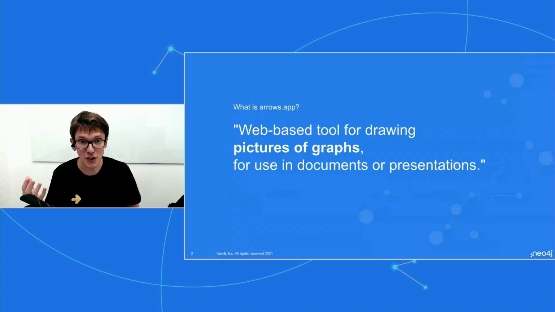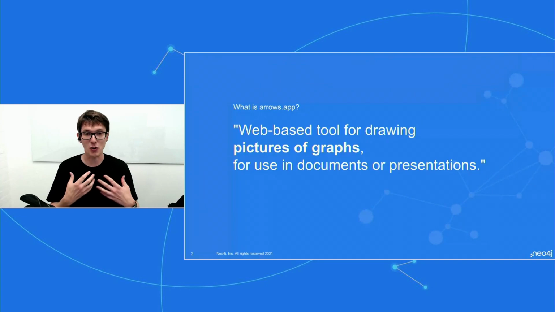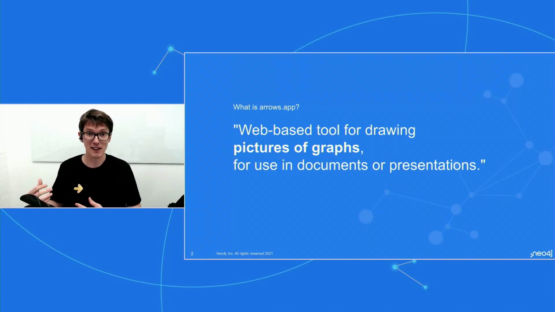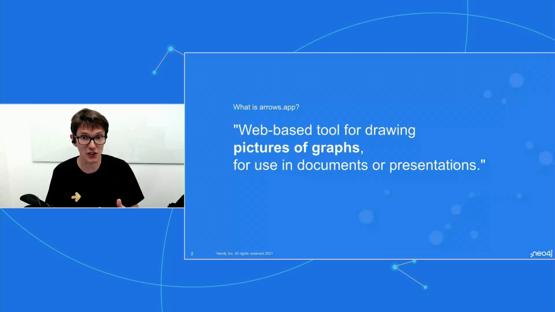If you're a Neo4j user or you're interested in Neo4j, one of the first things that you might come across is you want to make a picture to show your colleagues or the other members of your team. You might make a presentation about your graphs, or you want to make some documentation of how your graphs are set up. And this is such a common need. We created this tool called Arrows.app to make it really easy to draw pictures that should look great in your documents and presentations.